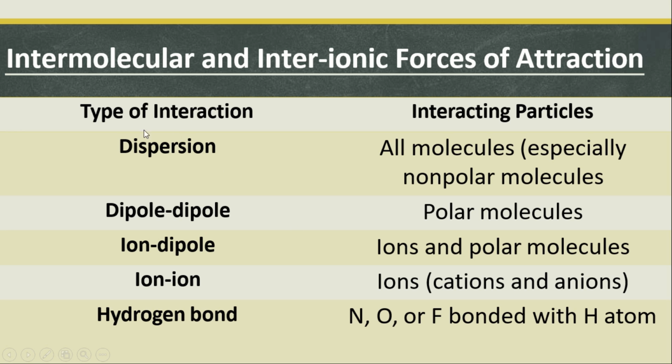Now, the interacting particles for dispersion: all molecules, especially nonpolar molecules. Dipole-dipole: polar molecules. Ion-dipole: ions and a polar molecule. Ion-ion, of course, is between ions, cations and anions. Hydrogen bond is called a hydrogen bond, but it's not literally a bond. It is called this way because of the interacting particles. It is because a hydrogen atom is bonded to either fluorine, oxygen, or nitrogen. So again, hydrogen bond is an intermolecular force of attraction.